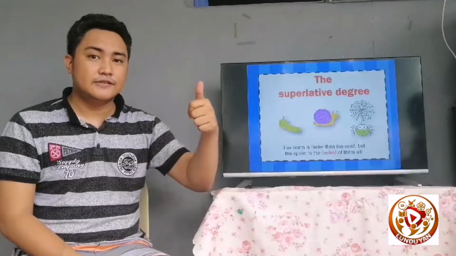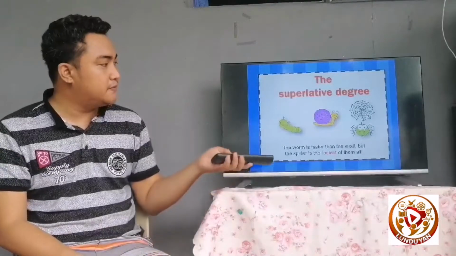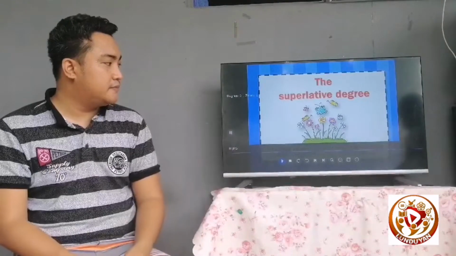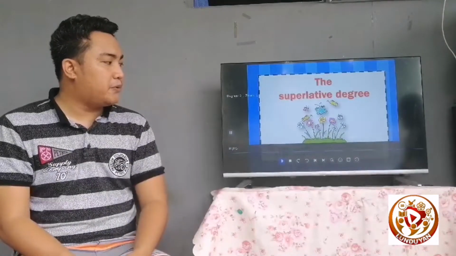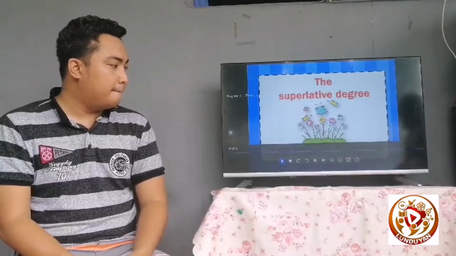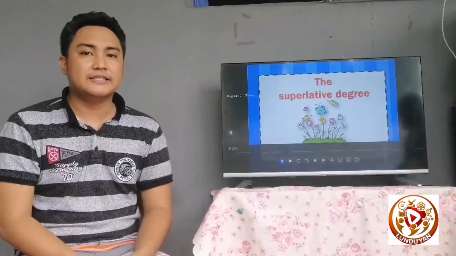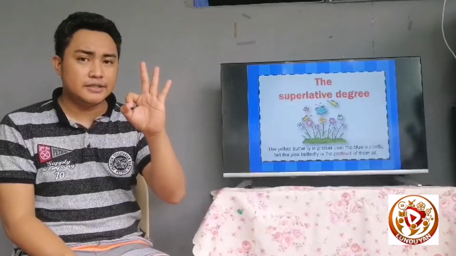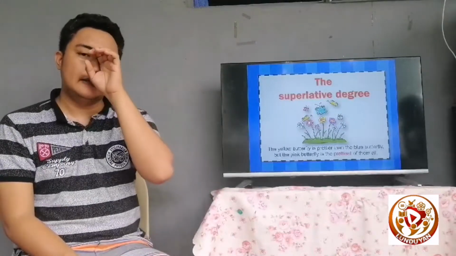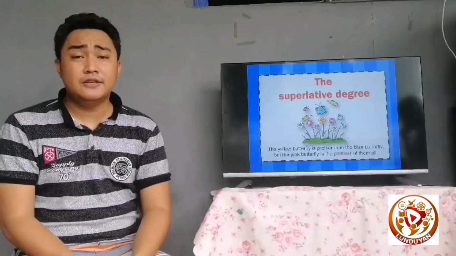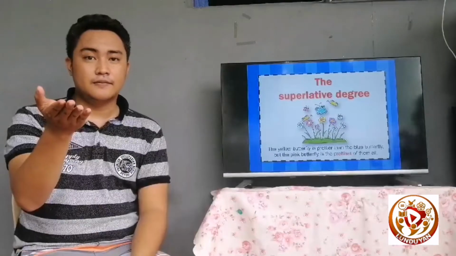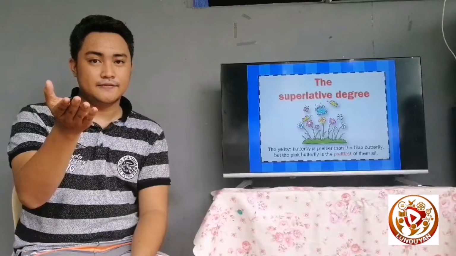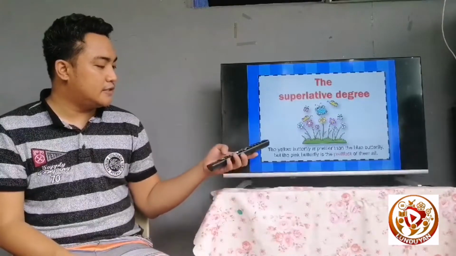Did you get it? Great. Now let's continue. Okay. Now look at the sentence. The yellow butterfly is prettier than the blue butterfly, but the pink butterfly is the prettiest of them all. Can you try to think of 3 words or 3 objects and try to use the superlative degree? Alright, great. Let's continue.